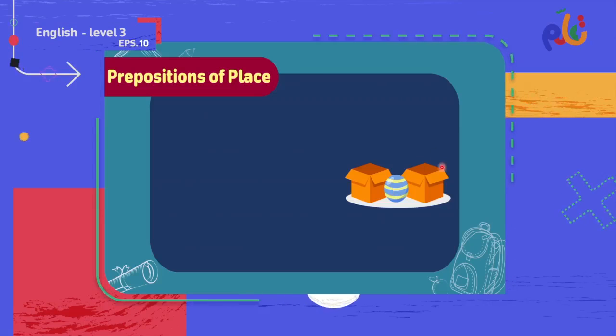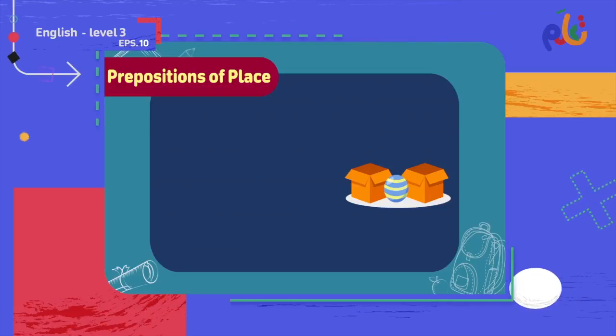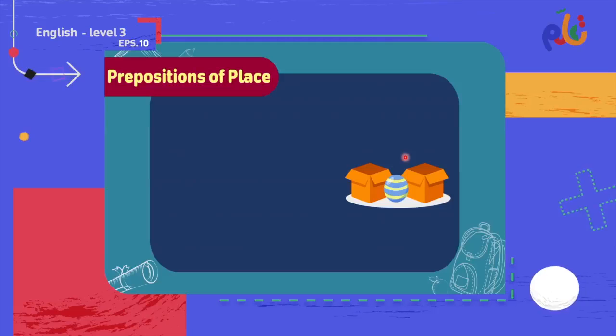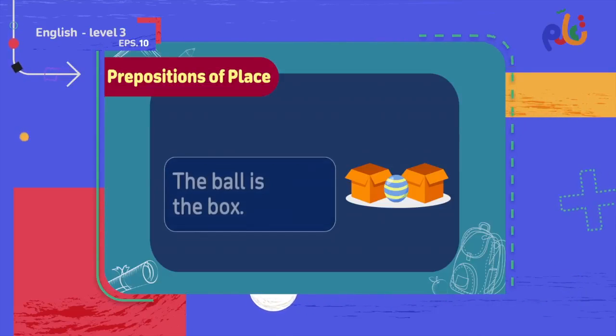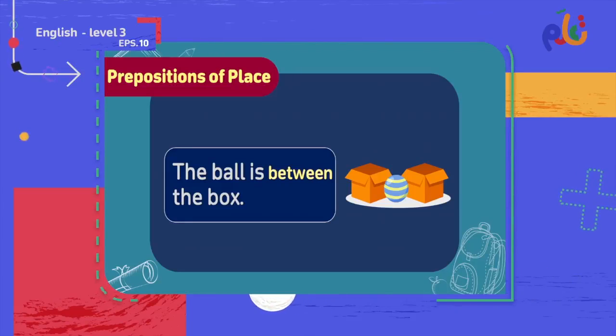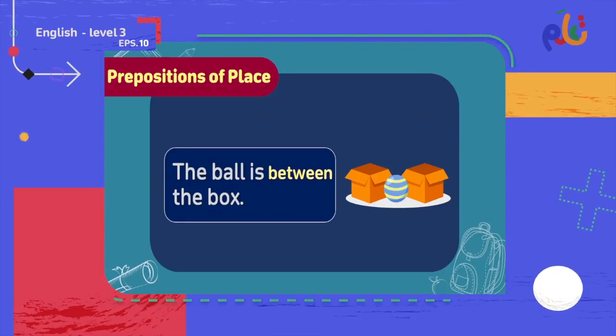And here we have a box and another box, and we have the ball. So the ball is between the box and the other box, or between both boxes.